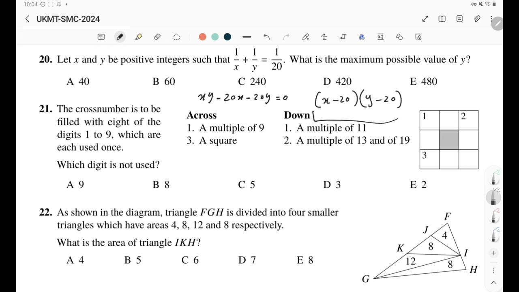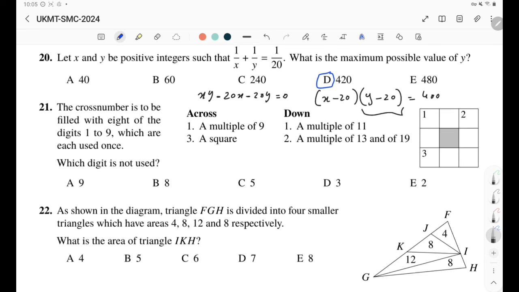So now, okay, we factorized it. However, we have an additional 400. So this thing is actually equal to 400. And now you just have possibilities: two numbers whose product is 400. Because the question asks for the maximum value of y, we want to maximize this. The best way is to make it 400 and make this other factor just 1. Then y is 400 plus 20, so it's 420.